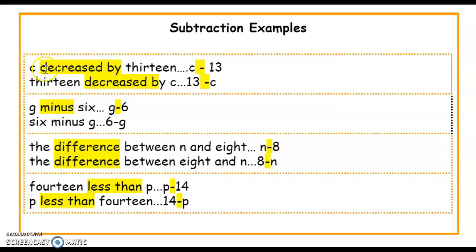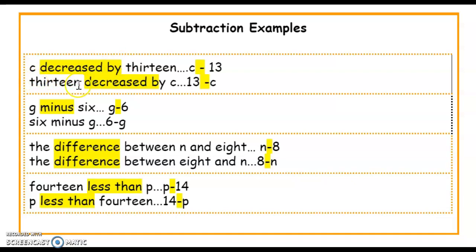In the first set of examples, you can see the word decreased by means to subtract. So the first thing we do is put our subtraction sign down, because we know that when we say decreased by, that means to subtract. So let's take a look at what that first one would mean. C, now we don't know what C is, decreased by 13. So that becomes C minus 13. Again, the C is our minuend, and our 13 becomes our subtrahend.